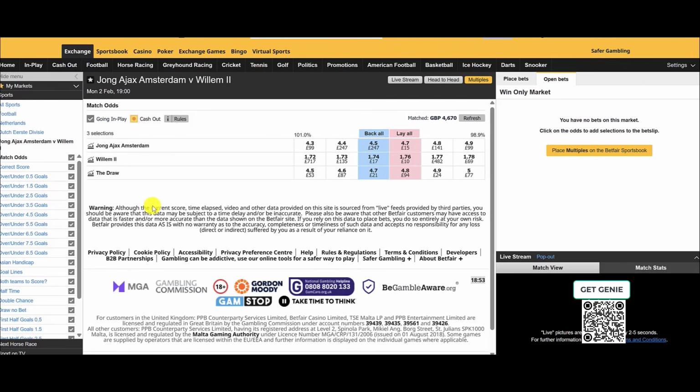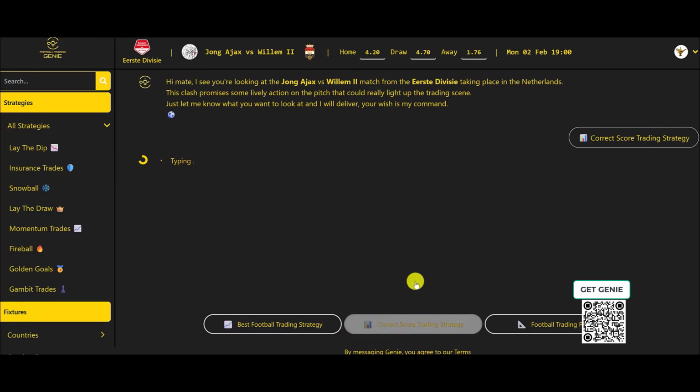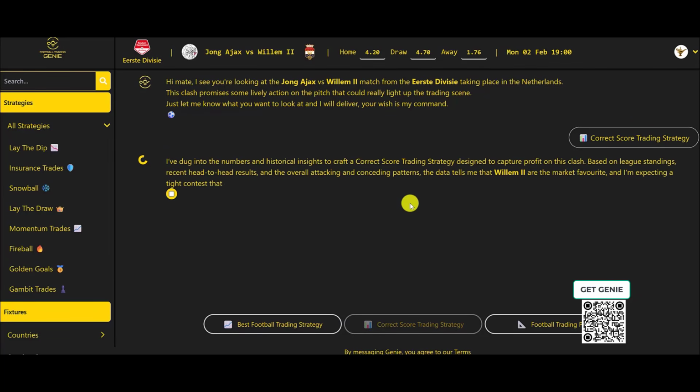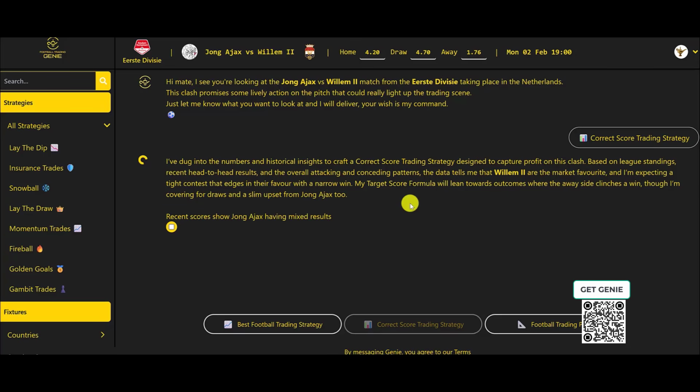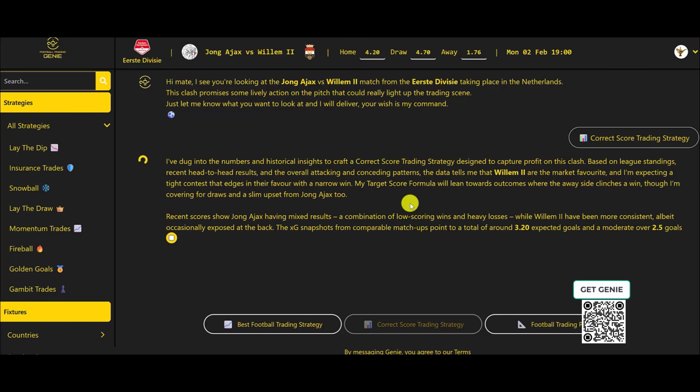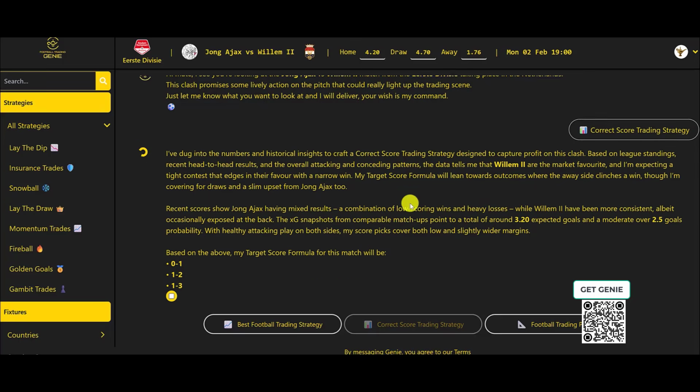So we're going to trade this match from the Dutch League, and we're going to be trading the correct score market, and we're going to use AI to help us trade it. These matches from the Dutch League can often be absolutely chaotic. So let's see what the AI has to say about the direction we should go in on this one.